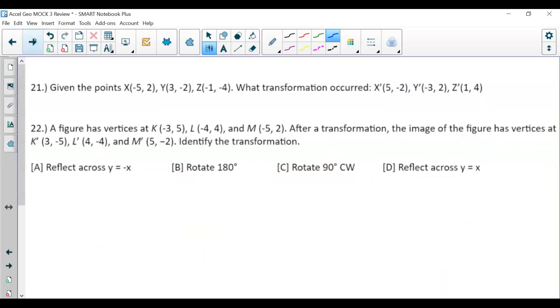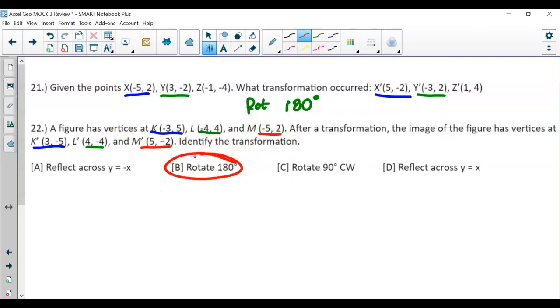So, and then here, going back to our good old transformations. Now notice to go from x to x prime, what did we do? We just changed the signs of both coordinates. So then here, 3, -2, -3, 2. Again, all we did was change the coordinates. So that's why this is a rotation of 180 degrees. So then here, k, -3, 5, and k prime 3, -5. So again, notice here, all we did was just change the signs of the coordinates. So again, rotation of 180 degrees.